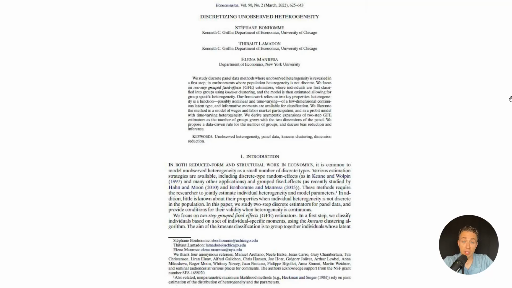This is the cover page of the paper. It's written by Stéphane Bonhomme, Thibaut Lamadon, and Elena Manresa, and it's published in Econometrica in 2022. And the title is Discretizing Unobserved Heterogeneity.